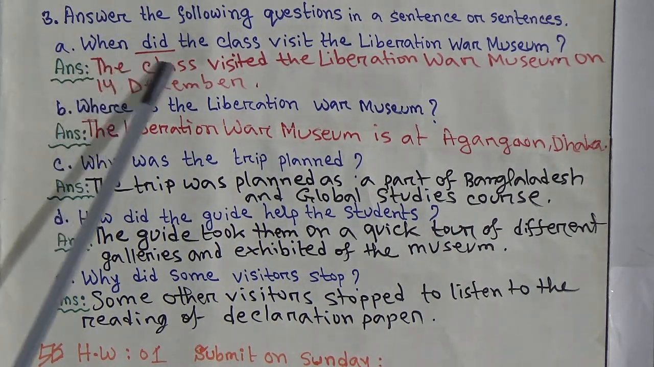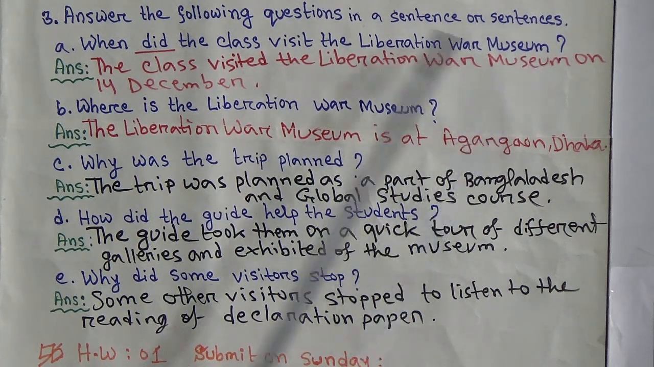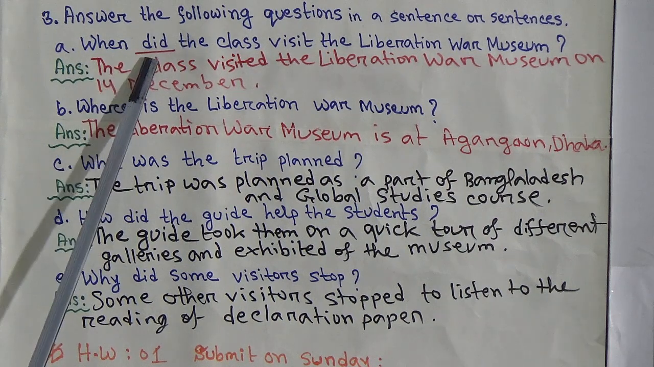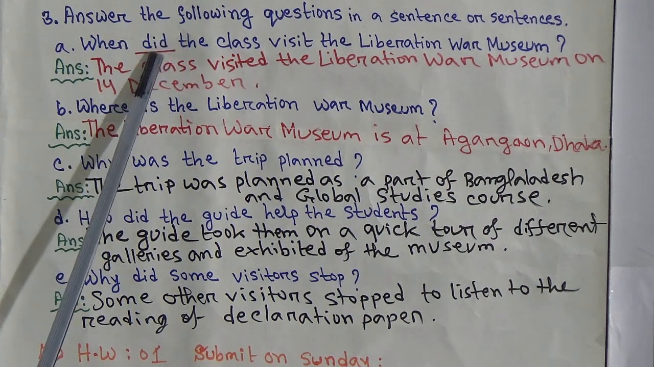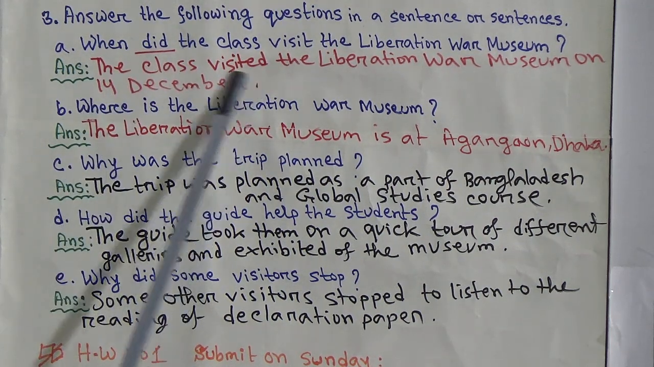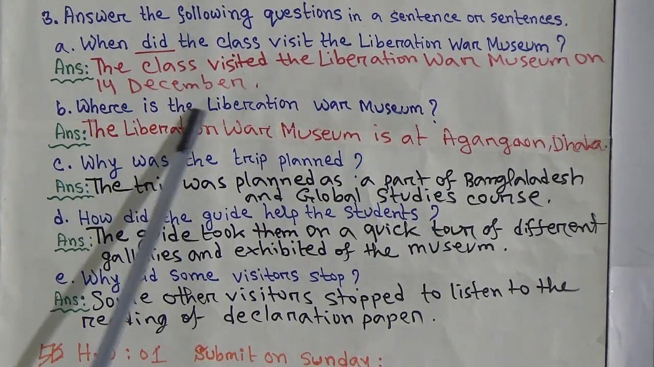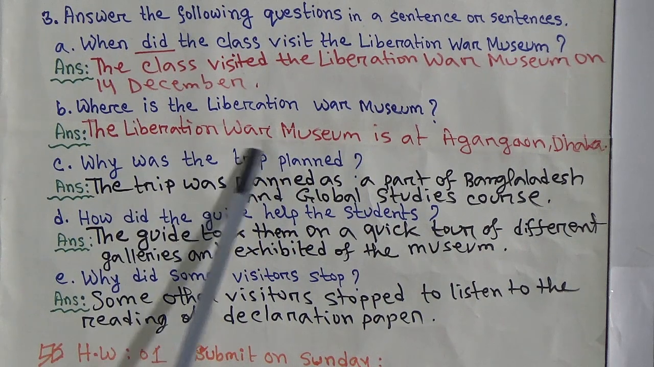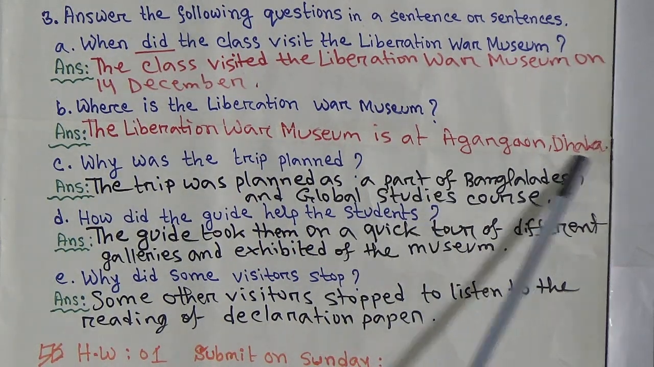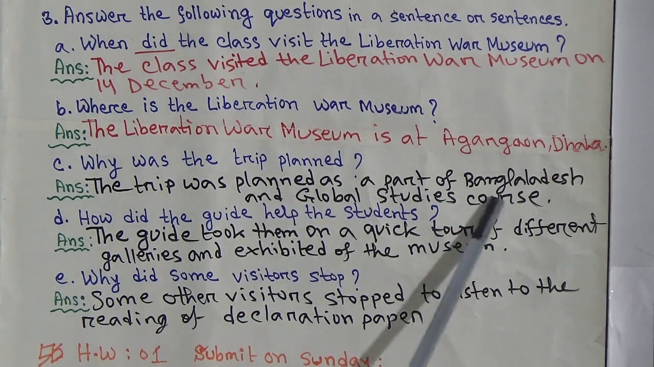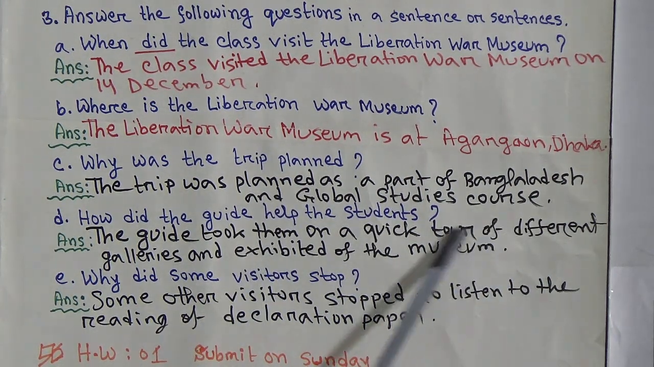So first question is, when did the class visit the Liberation War Museum? Answer, the class visited, it should be past tense because the question is asked in past tense, that's why you have to write the answer in past tense. The class visited the Liberation War Museum on 14 December. Where is the Liberation War Museum? The Liberation War Museum is at Agargaon, Dhaka. Why was the trip planned? The trip was planned as a part of Bangladesh and Global Studies course.